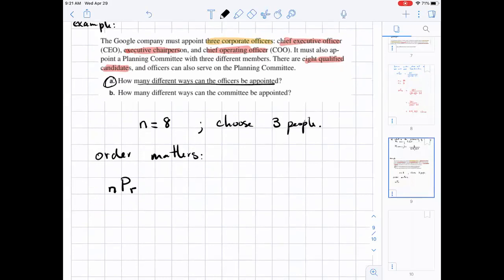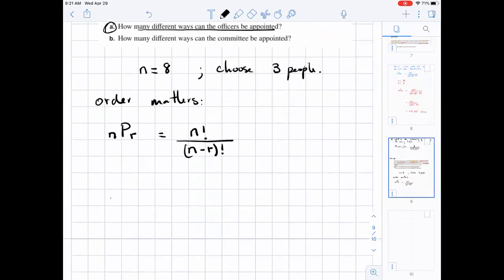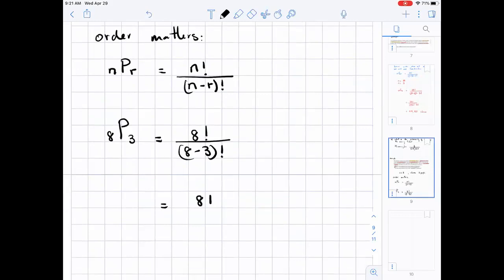Okay. And the formula we know is N factorial divided by N minus R quantity factorial. So here, N is 8, so 8 permutation R is 3 will be 8 factorial divided by 8 minus 3 factorial. And that's equal to 8 factorial over 5 factorial.